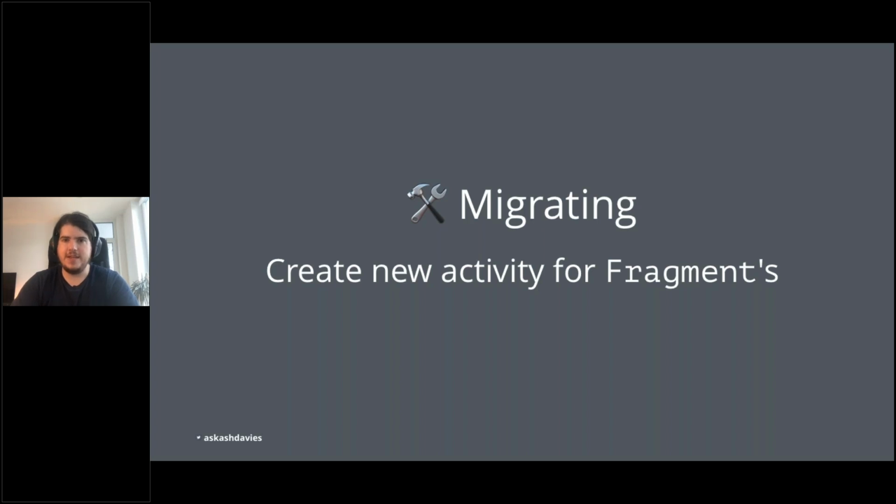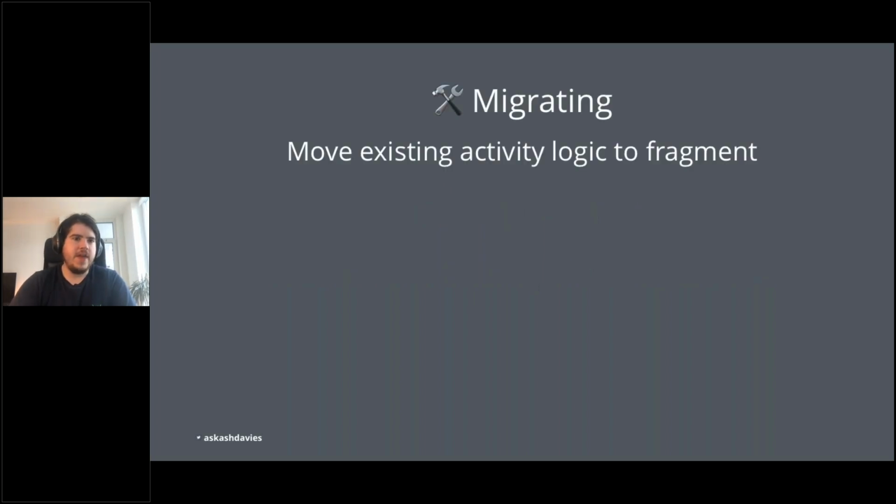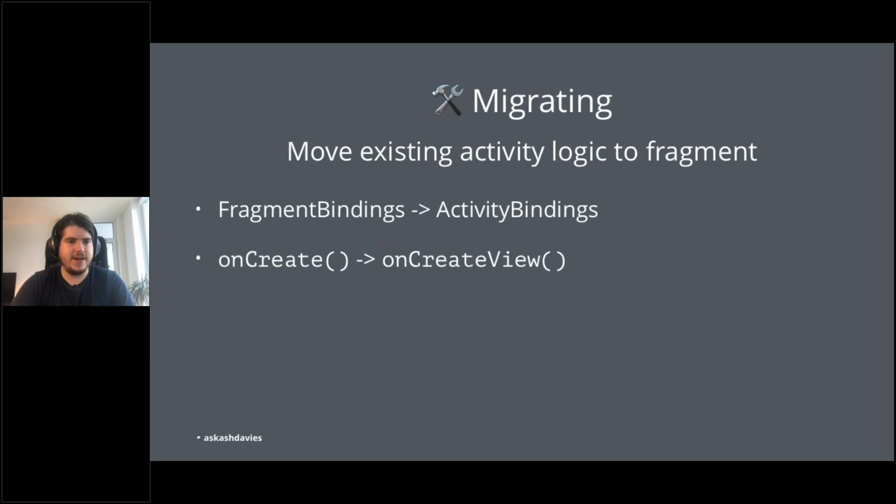So then you can create a new activity to host all of your fragments, and it can be just a frame layout, and it will later become host to the navigation graph. And then you move your existing activity logic to your fragments. You change your activity bindings to fragment bindings, onCreate to onCreateView. Make sure that you utilize onViewCreated if you need to have post view creation behavior. These are things that don't really exist in an activity because you just have an onCreate and that's it. But with a fragment, you have extra things to be concerned about.